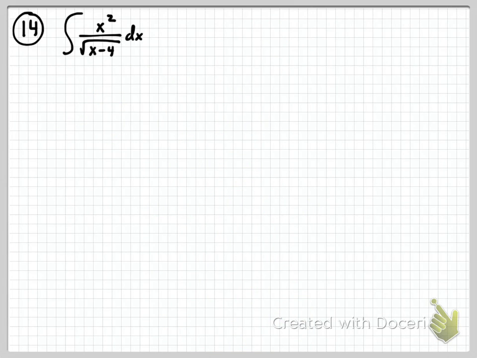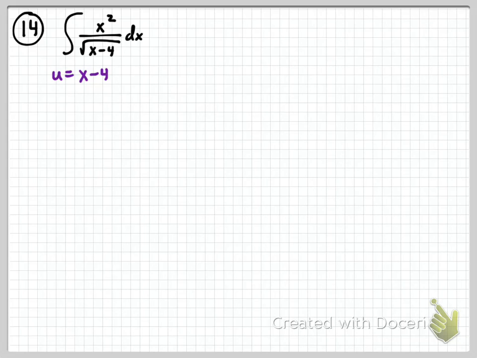Now number 14, this is probably the most difficult of the three, in my opinion. We're going to let u equal x minus 4. Normally if we have a grouping symbol like the square root symbol, or I guess any kind of absolute value or anything like that, we're going to let u equal what's inside. Something being raised to a power, we're going to let u equal what's inside.